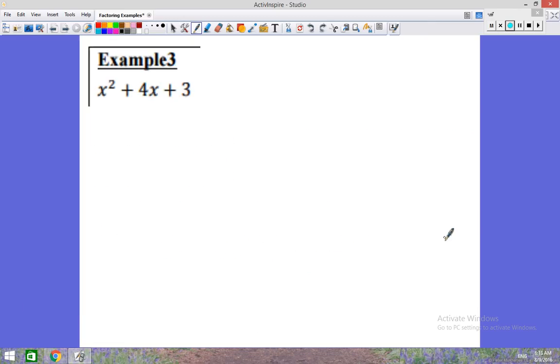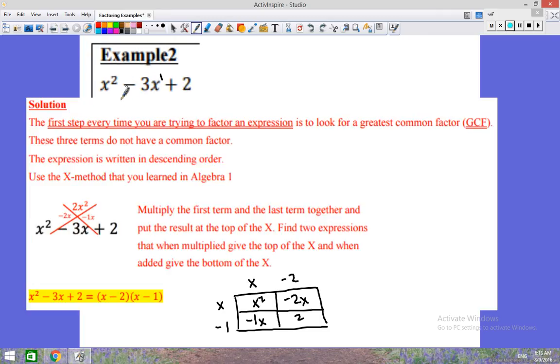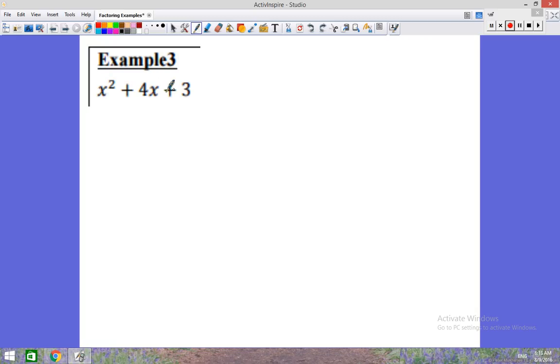All right, so here we have another example. It's similar to the last one, but there are some minor differences. The middle term here was negative, so I knew that I was looking for two negative values. Negative times negative is positive, but when it's added, it was negative. Well, now with the last term and the middle term both being positive, I know that in my x, all those coefficients are going to be positive.